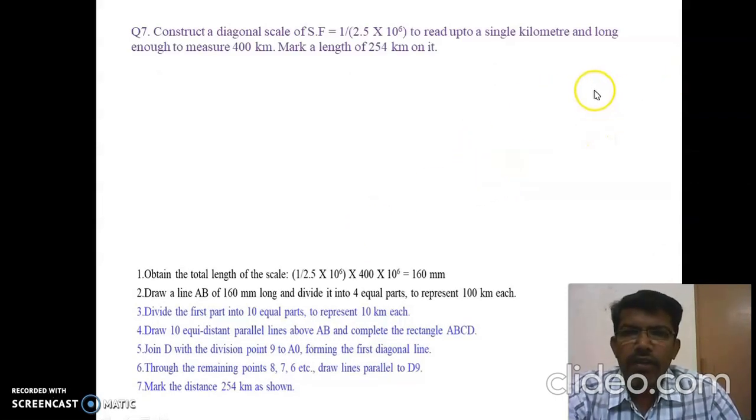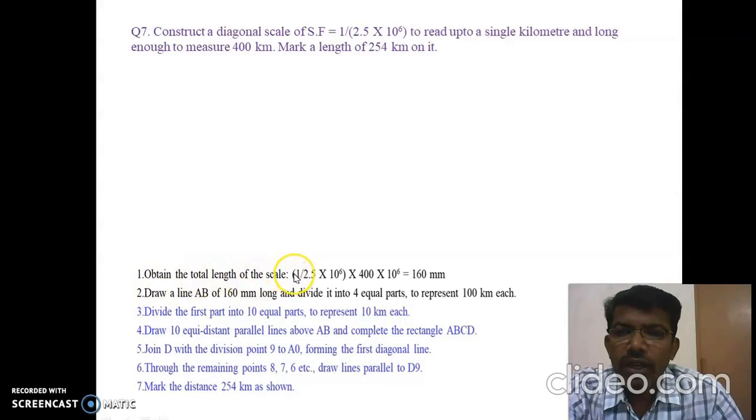So here, first of all, you obtain the total length of the scale. Total length of the scale, how much? That is representation factor into the maximum distance. The representation factor is nothing but 1 by 2.5 into 10 to the power of 6, into the maximum distance, which is 400 kilometers. That is 400 into 10 to the power of 6, converted into mm, which is equal to 160 mm. That is, the length of the scale is 160 mm.